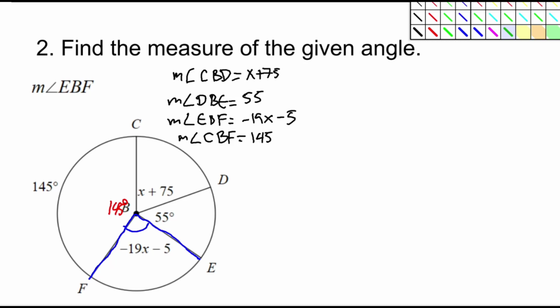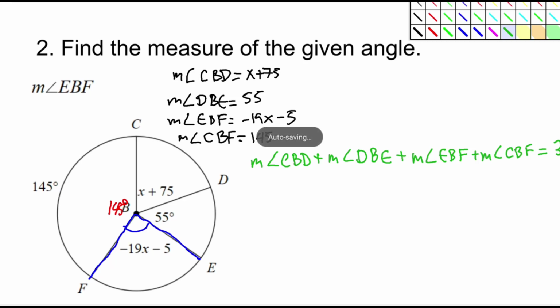The measure of angle CBD plus the measure of angle DBE plus the measure of angle EBF, plus the measure of angle CBF has to equal 360. Why do I keep saying 180? For some reason I want to use 180 equals 360 degrees. It's a whole circle. So those 4 angles: the first angle CBD, the next one is DBE, and so on.